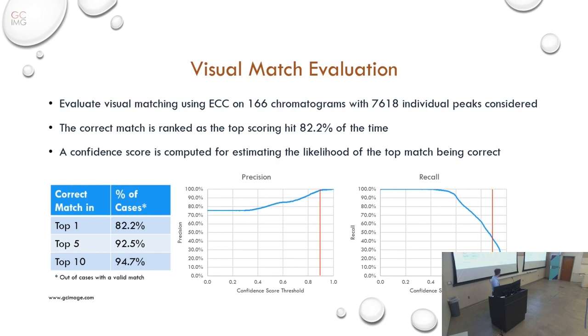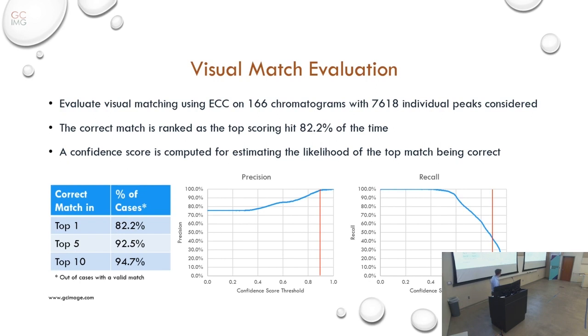So we compute a confidence score in how likely we think that the top match is actually correct, based on just the raw score itself, as well as the scores of alternative matches.